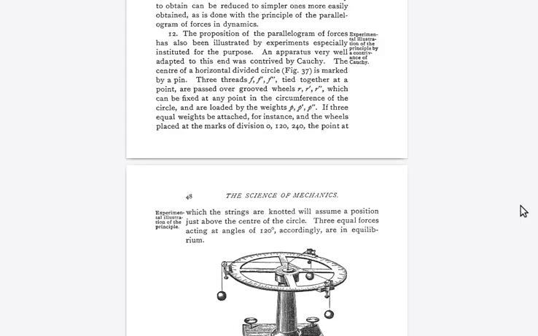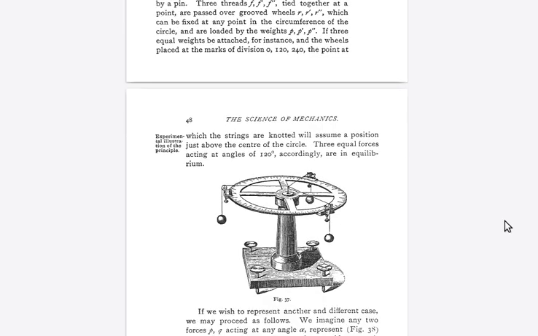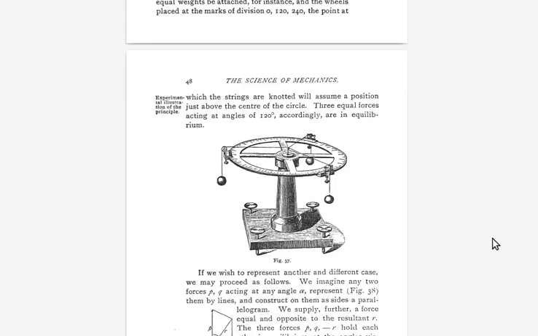The center of a horizontal divided circle, as shown in figure 37, is marked by a pin. Three threads F, F prime, F double prime, tied together at a point, are passed over grooved wheels R, R prime, R double prime, which can be fixed at any point in the circumference of the circle, and are loaded by the weights P, P prime, P double prime. If three equal weights be attached, for instance, and the wheels placed at the marks of division 0, 120, and 240, the point at which the strings are knotted will assume a position just above the center of the circle. Three equal forces acting at angles of 120 degrees, accordingly, are in equilibrium.